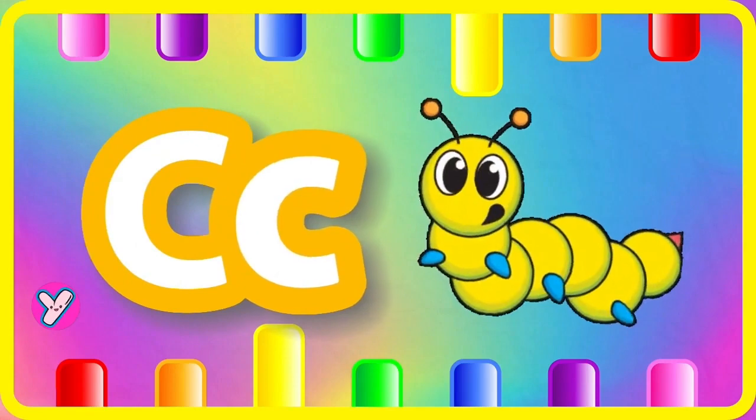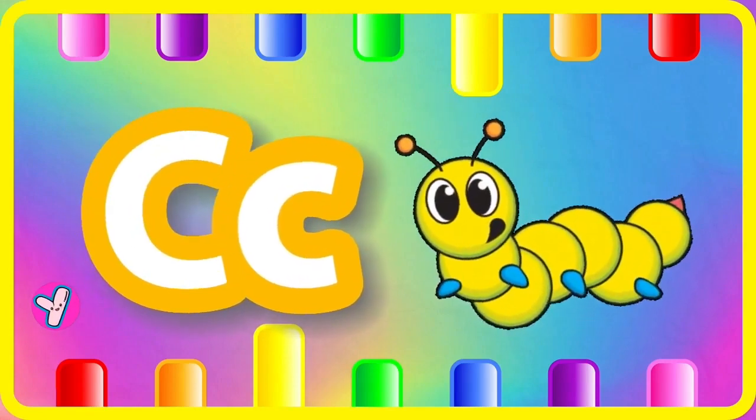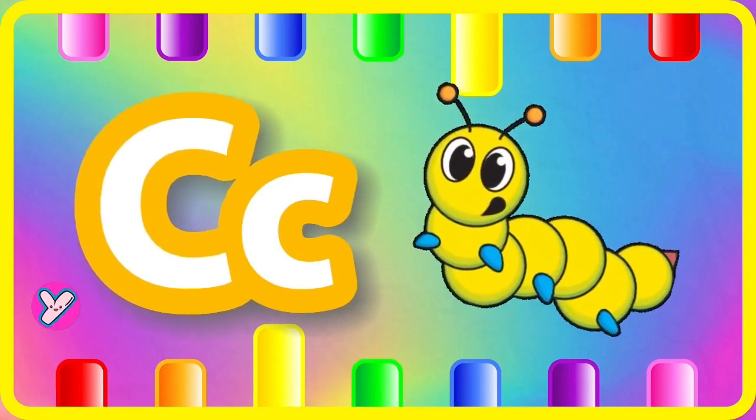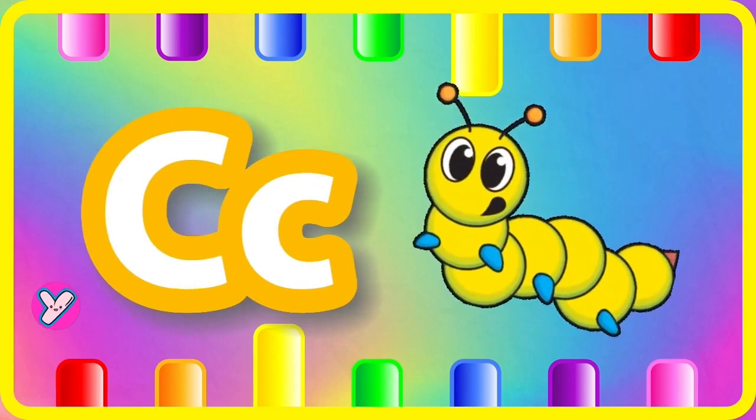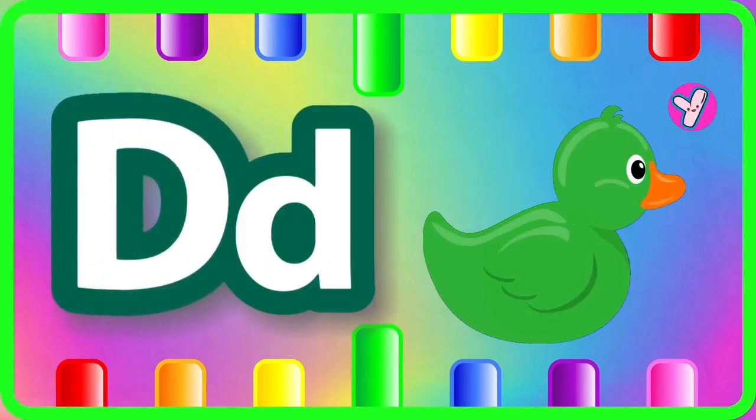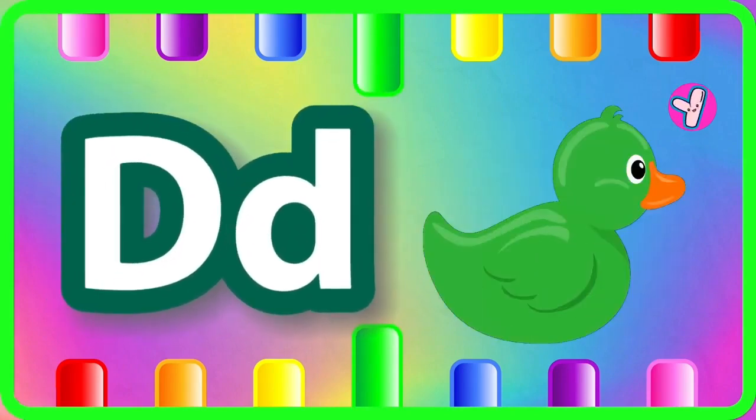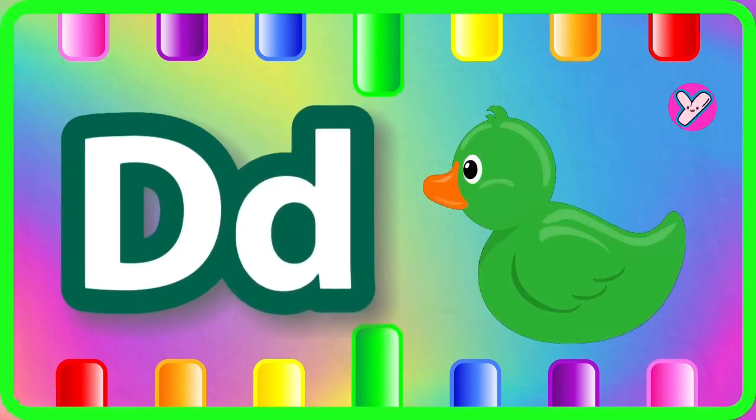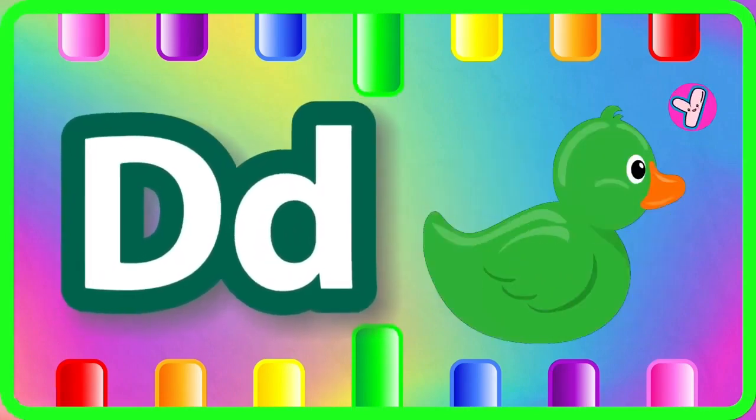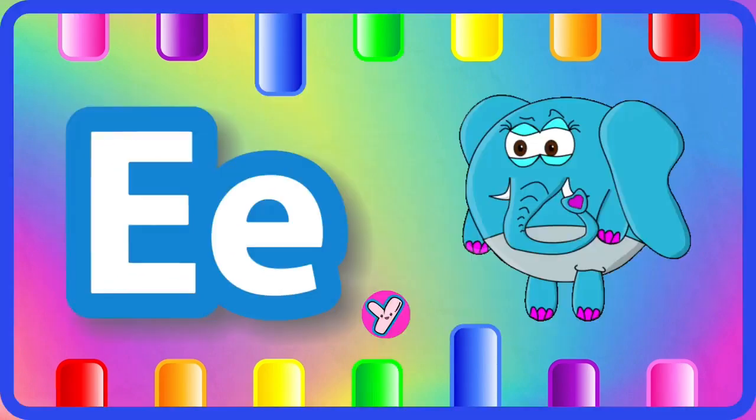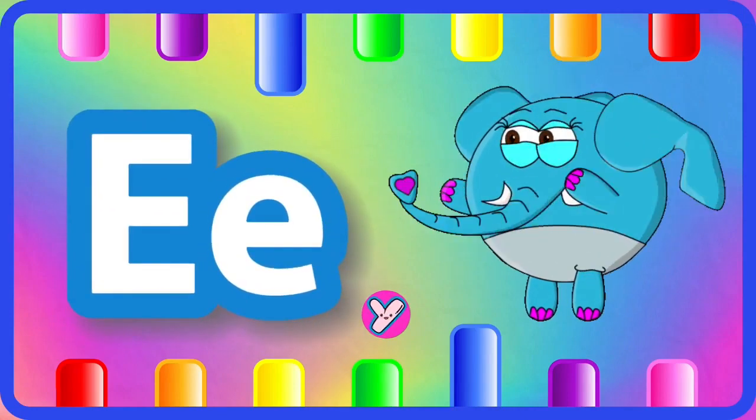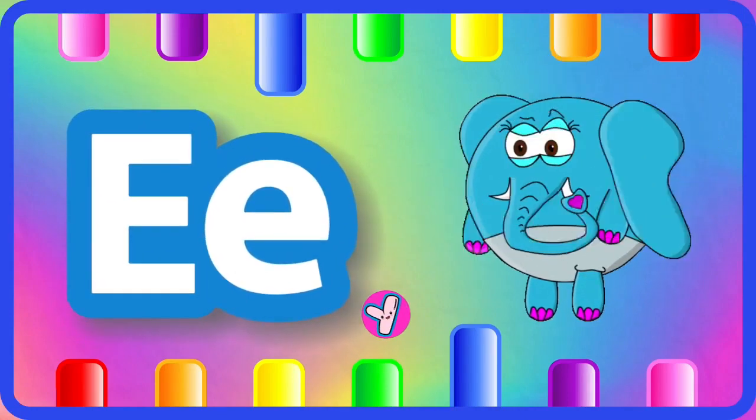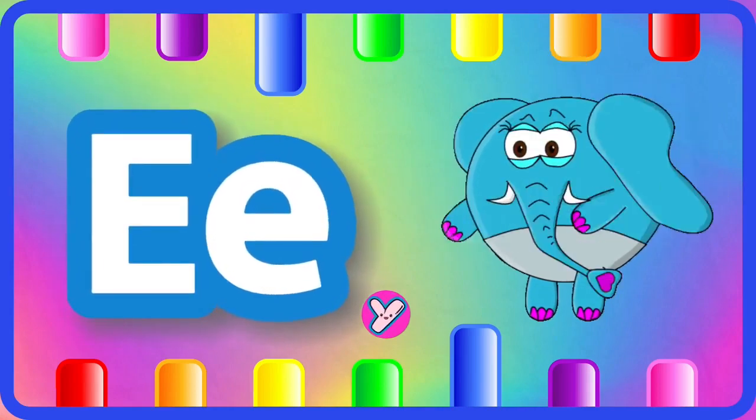C is for caterpillar, caterpillar. C is for caterpillar, caterpillar. D is for dog, dog. D is for dog, dog. E is for elephant, elephant. E is for elephant, elephant.